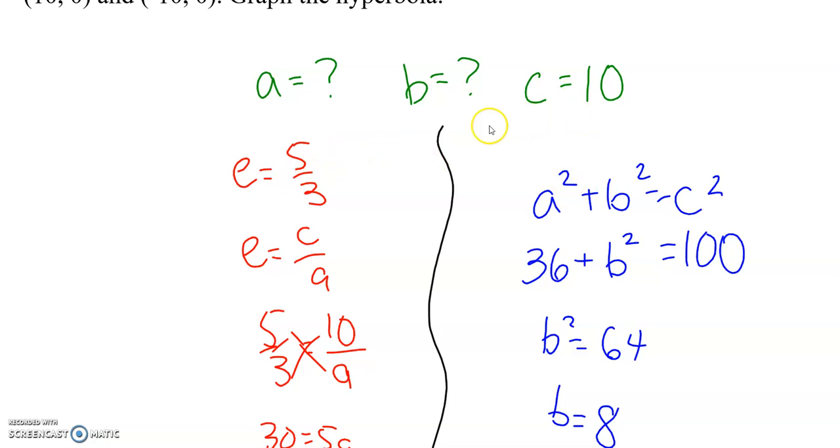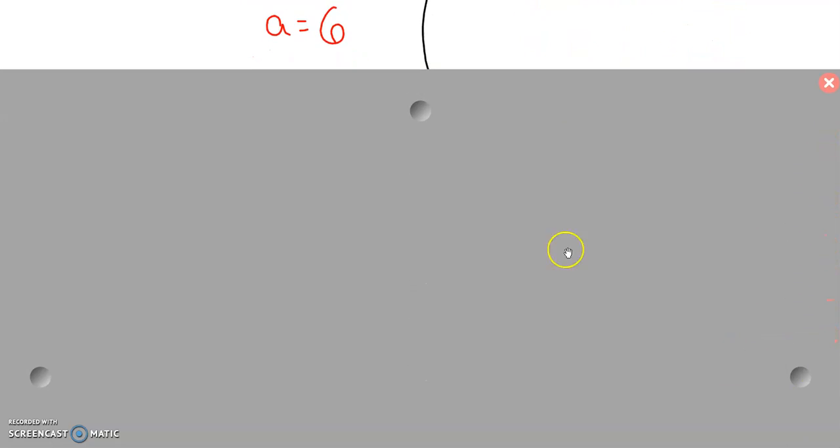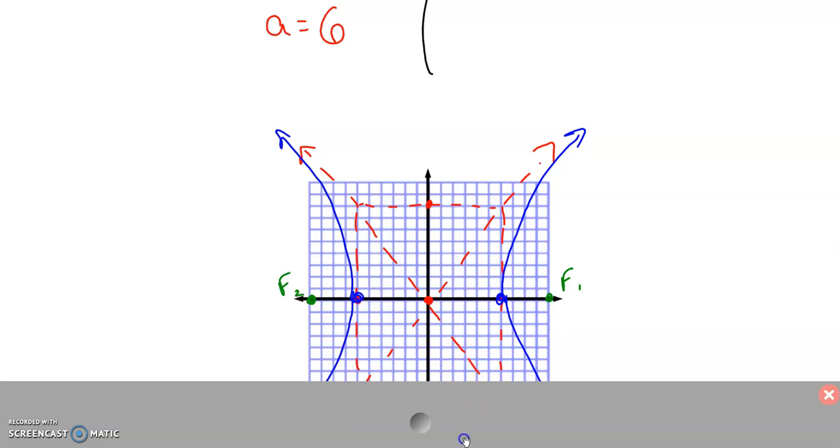Once you know two of these three values, you can find the third one using this formula for a hyperbola: a squared plus b squared equals c squared. So a is 6, c is 10, and you solve and you get that b is 8. And now you know a, b, and c, and now you can graph the hyperbola.